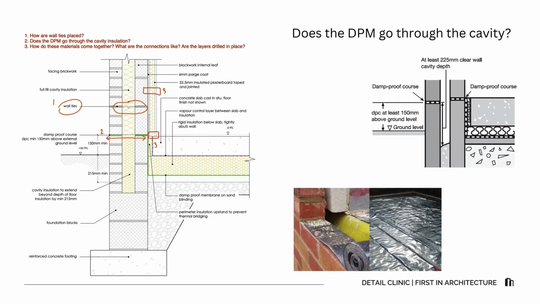Next question. Does the DPM go through the cavity insulation? No. The DPM stays within the floor build-up and turns up at the perimeter to meet the DPC in the wall. It doesn't cut through or interrupt the wall insulation. The performance comes from the clean DPM-DPC connection, not from threading a membrane through the cavity. You might see cavity trays in some details that do go through the whole cavity, but we'll chat more about that in a future video.